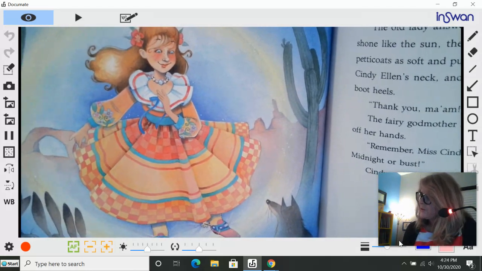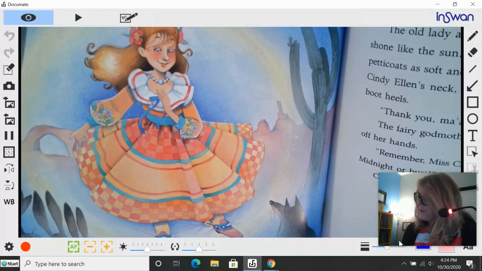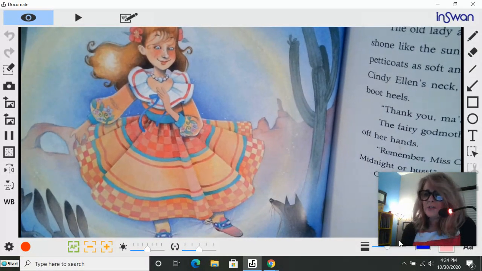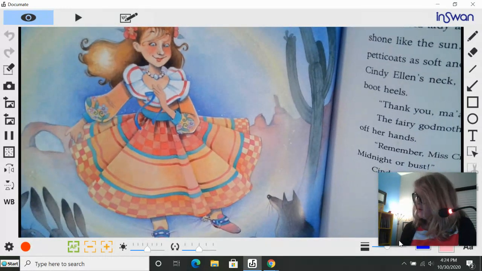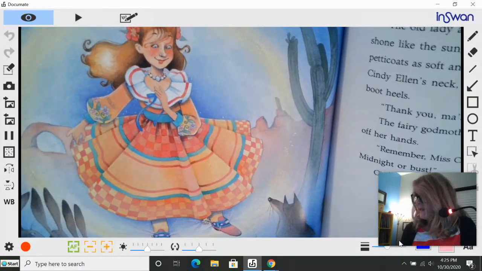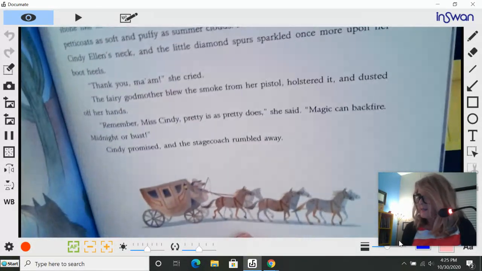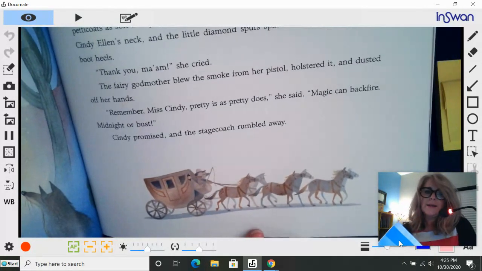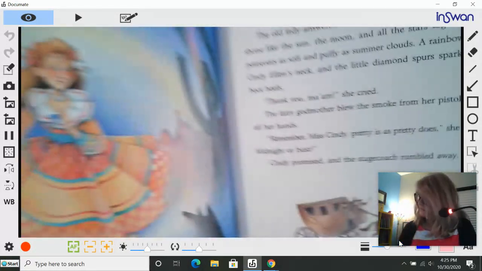A rainbow of jewels glowed around Cinder Ellen's neck, and the little diamond spurs sparkled once more upon her boot heels. "Thank you, ma'am," she cried. The fairy godmother blew the smoke from her pistol, holstered it, and dusted off her hands. "Remember, Miss Cindy, pretty is as pretty does," she said. "Magic can backfire, midnight or bust." Cindy promised, and the stagecoach rumbled away.